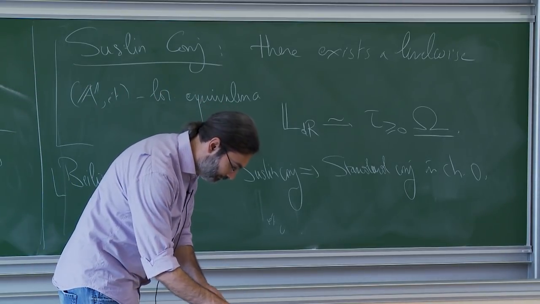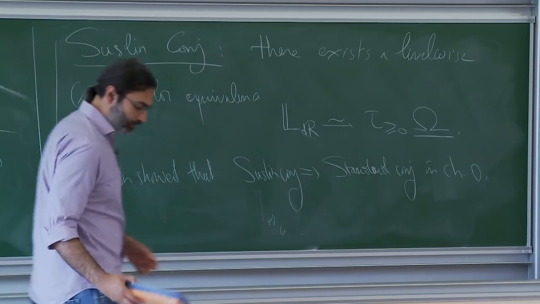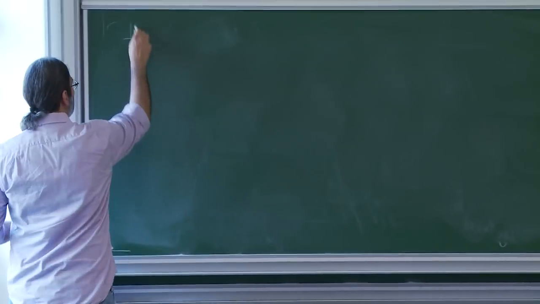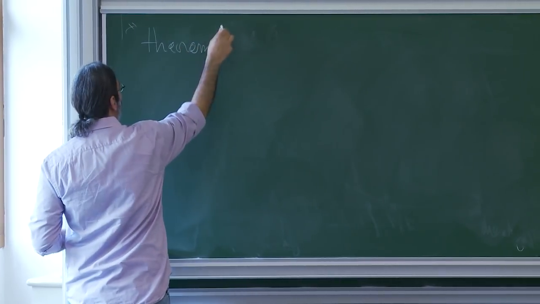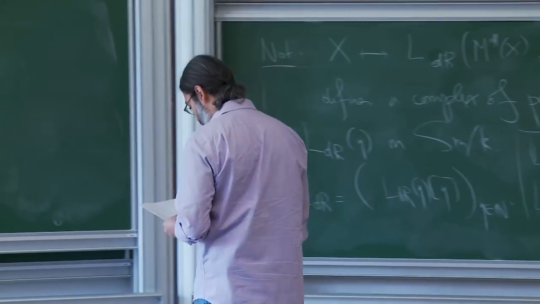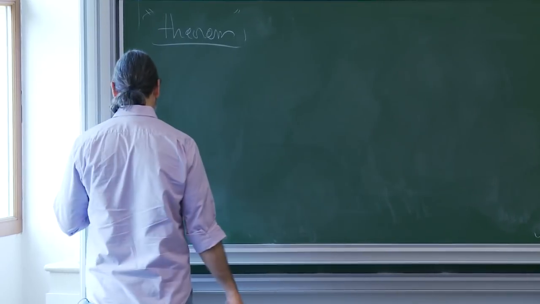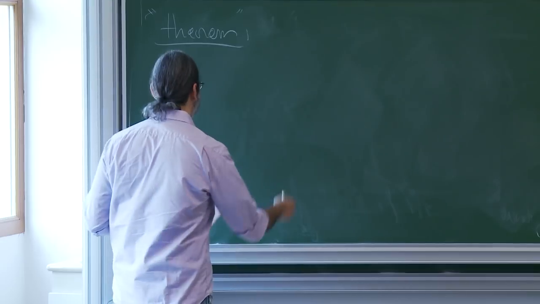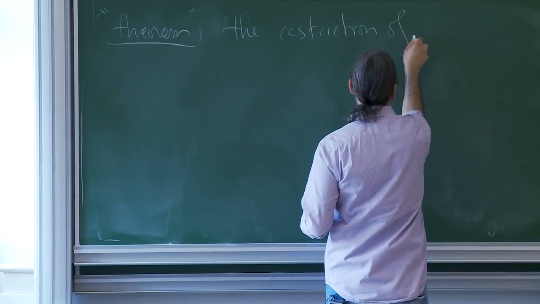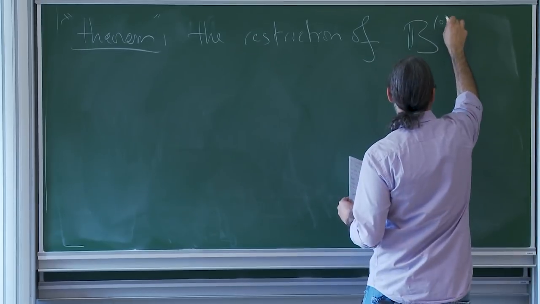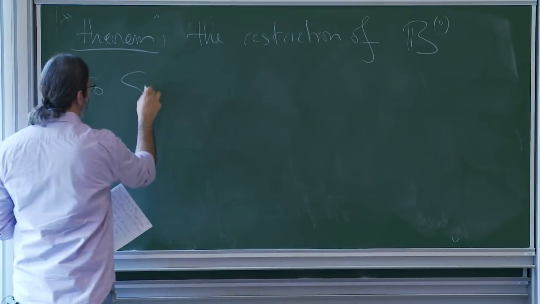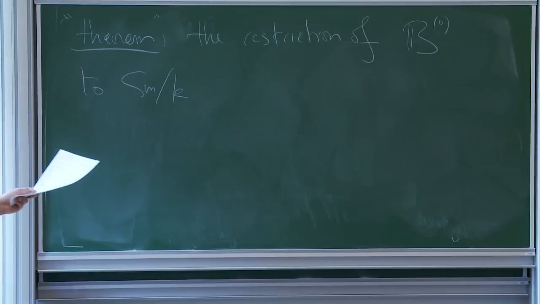So the thing I want to say now is the following theorem. As I said, I didn't really prove it. I think it's true, and I think I know how to prove it, but I didn't write anything yet. So it's the following. The restriction of this weird spectrum, let's say in cohomological degree zero, the restriction of this guy to smooth varieties is actually nothing but the Lawson spectrum.